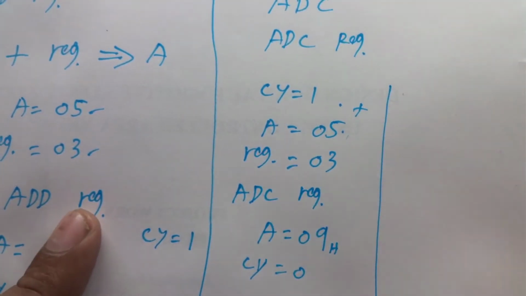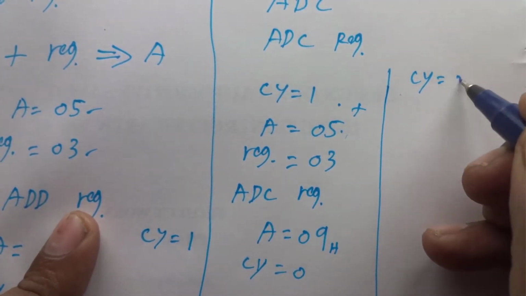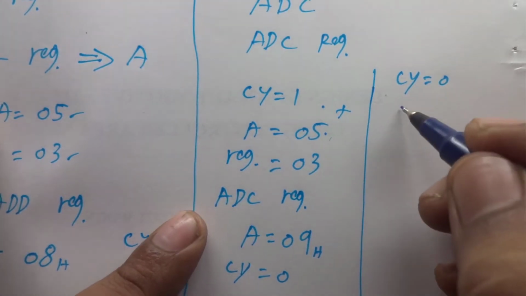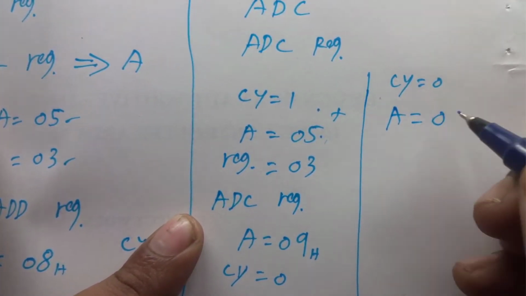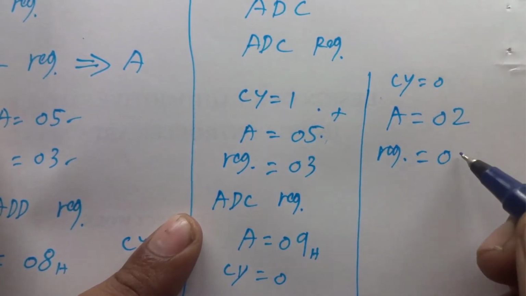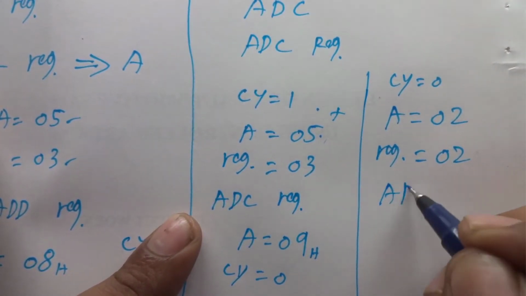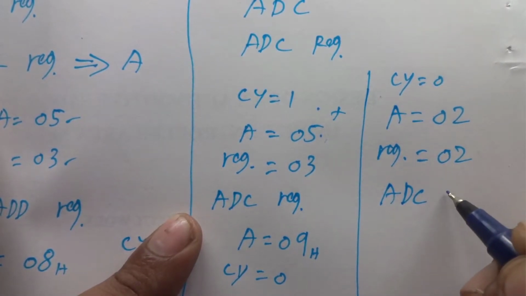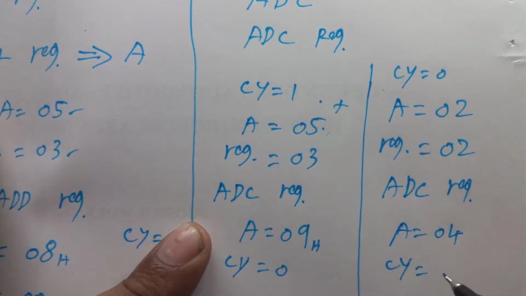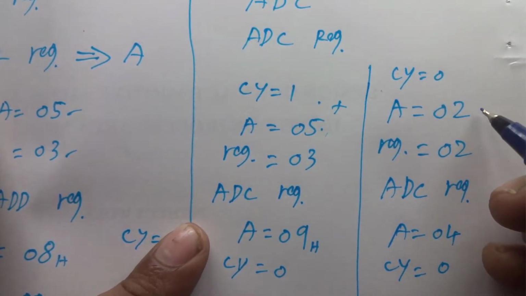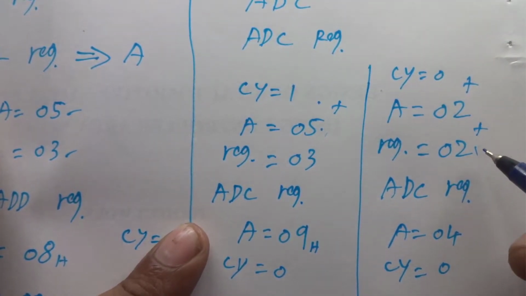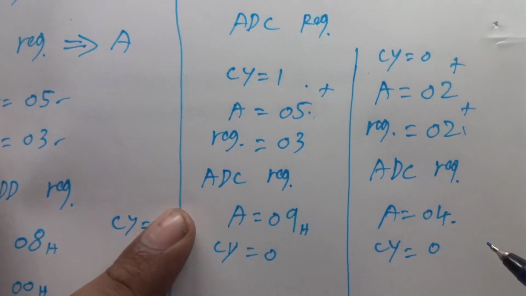In the same way, if your carry is 0 before the execution of ADC, you give the A register as 02 and your register has a value of 02. Now you perform the ADC instruction. Now your output is 04 and your carry is 0. Here your carry is 0, plus this 2, plus this 2. So totally it is 4.